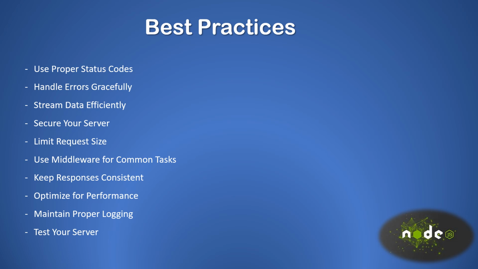Keep responses consistent. So standardize your response structure. That is very important. Optimize for performance. Use techniques like caching and compression to improve response times and reduce the server load. Then comes maintain proper logging. Implement logging to track requests and errors, which can help in debugging and monitoring the server health. Test your server, that is, regularly test your server for performance, security, and functionality to ensure it meets user needs and performs reliably. By following these best practices, you can build more reliable, efficient, and secure applications using the Node.js HTTP module.